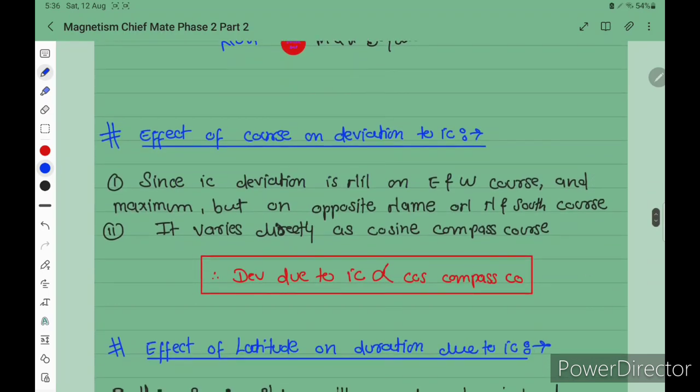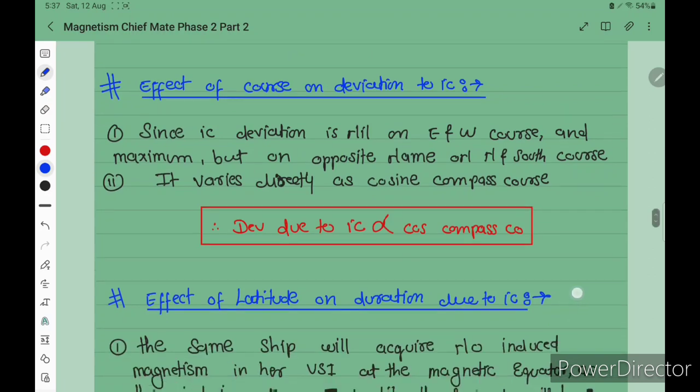The effect of course on deviation of IC. Since IC deviation is nil on east and west courses and maximum but of opposite name on north and south courses, it varies directly as the cosine of the compass course. Deviation due to IC is directly proportional to the cosine of the compass course.